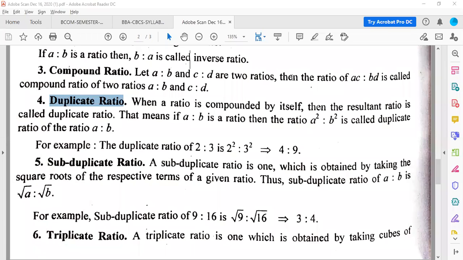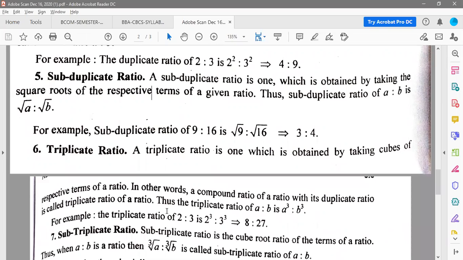Next is triplicate ratio. Now triplicate ratio is nothing but when you cube the numbers. Duplicate means 2 times. Triplicate means 3 times. Okay. Now in triplicate ratio, you just have to cube the numbers.